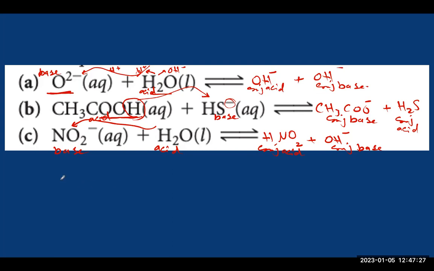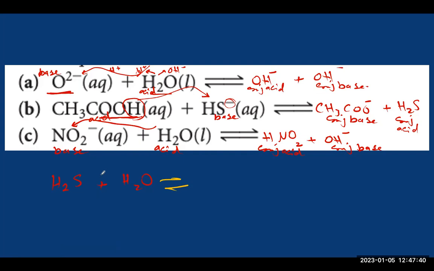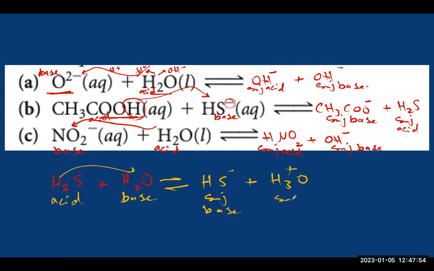Let's take one more where the H2O will act as a base, like H2S plus H2O. So we'll see that this one will give the hydrogen to H2O, so it will be HS minus plus H3O plus. So this one will be an acid, this one will be a base, here the conjugate base, and this one is the conjugate acid. Okay, so here you are with an acid with H2O, so we will find the hydronium ion in the solution. If it's a base with H2O, you will find OH in the solution.